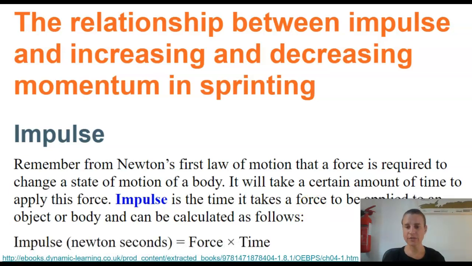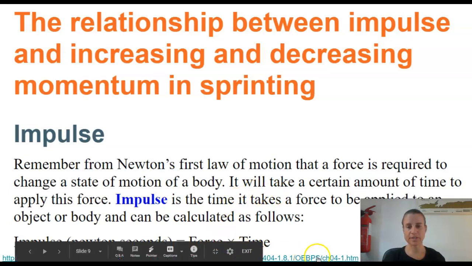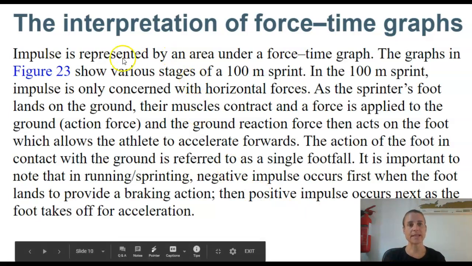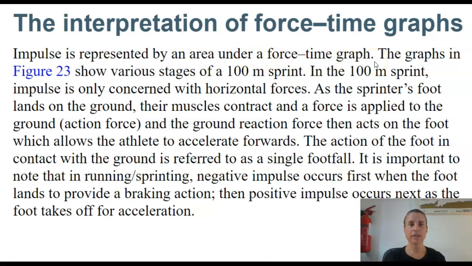I got the information from the next few slides from this link down here, which you'll see in the PowerPoint that's on the website. Definitely worth having a look at that website. So, impulse is represented by an area underneath a force-time graph, and I've got examples of that coming up. The graphs in figure 23 show various stages of a 100-meter sprint. In the 100-meter sprint, impulse is only concerned with horizontal forces.